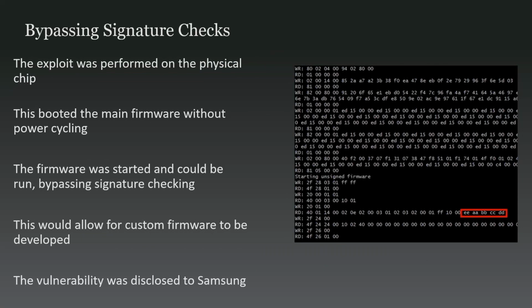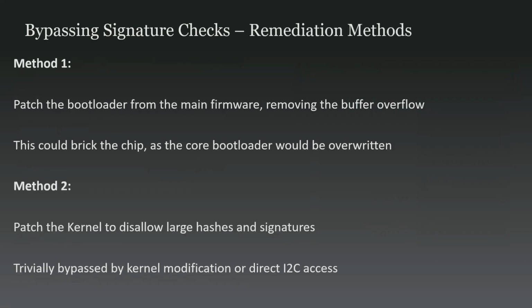So I booted my bootloader, sent my exploit, and then noticed that after I'd run it, it would start behaving as the real firmware, and I could send NCI commands instead of firmware update commands to the chip. What I did was simply change the version number of the firmware just to show that this signature checking had been bypassed and that I could run my own custom firmware. I then disclosed this to Samsung.